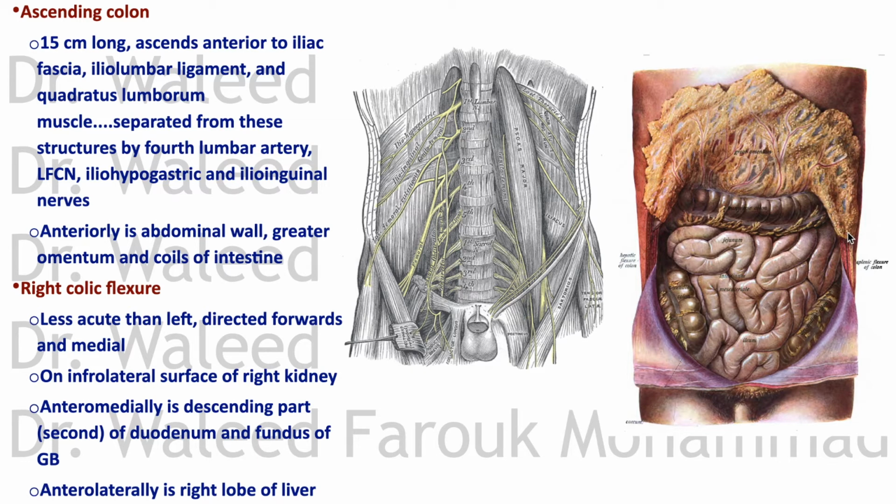The right colic flexure has anteromedially the descending part of the duodenum and the fundus of the gallbladder. Anterolaterally, it has the right lobe of the liver. So it's hidden behind the liver. It makes an impression on the posterior or inferior surface of the liver, as we will study in the liver impressions, the impression of the right colic flexure. But remember, please, it's not on the posterior abdominal wall. It's on the lower pole of the right kidney, the case is different in the left colic flexure.